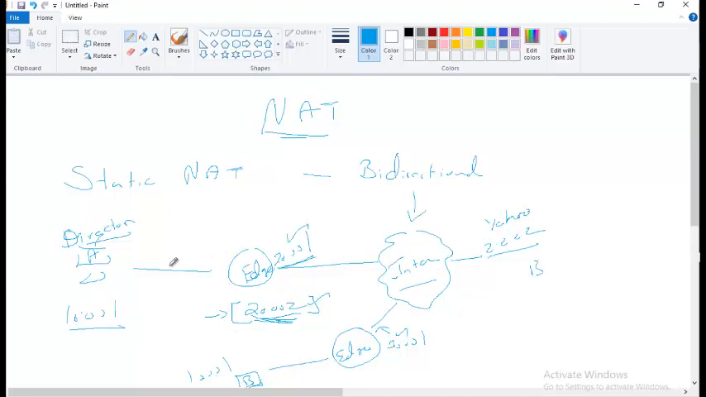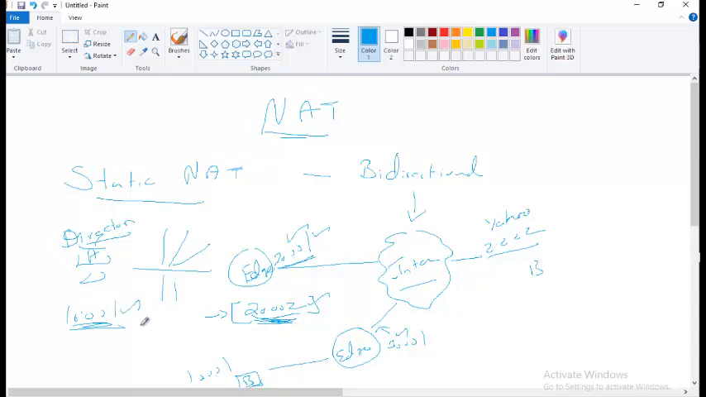All other employees in this company may be mapped to this one single address, but there is not static NAT, there is dynamic NAT. We'll talk about that later. Now, what is static NAT? One-to-one. For this director's computer, I'm giving one dedicated IP address.